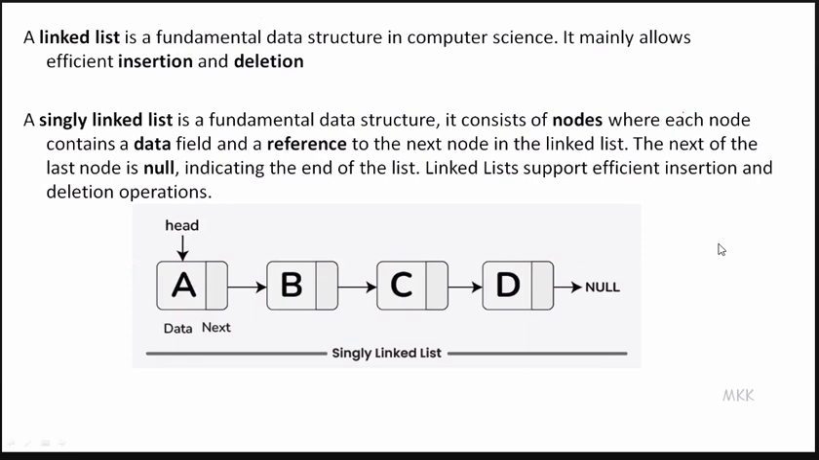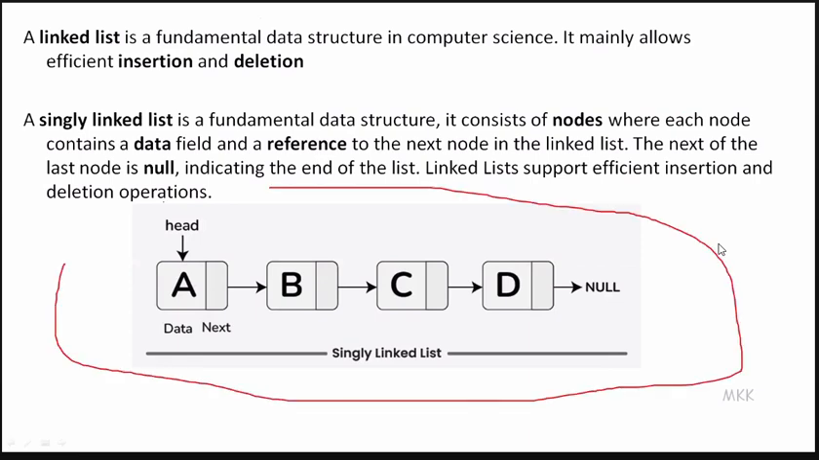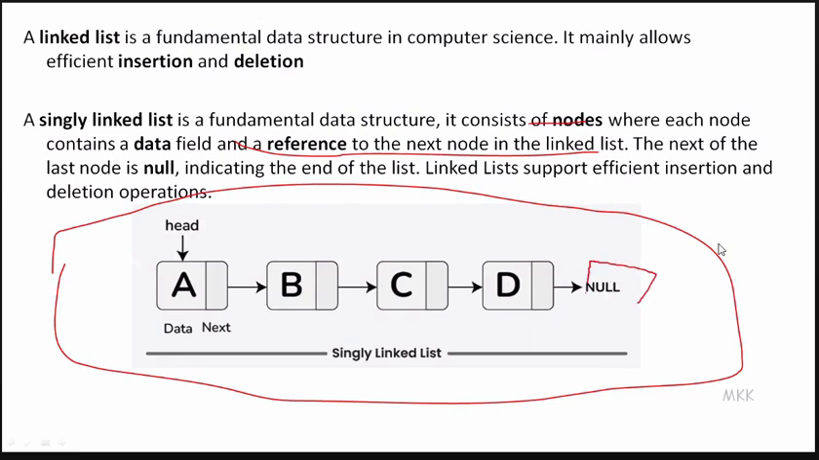A linked list is a fundamental data structure in computer science. It also allows insertion and deletion in a very easy manner. A single linked list is a fundamental data structure which contains nodes where each node contains a data field and a reference to the next node in the linked list. The next of the last node is null, indicating the end of the list. If you want to end the linked list, the final node will always contain a null space.